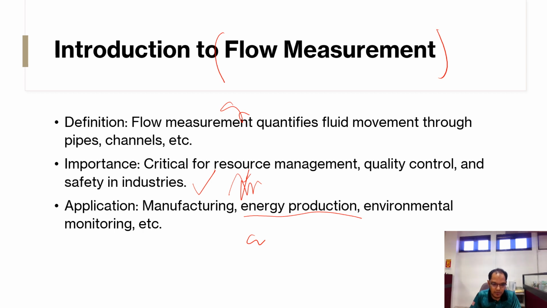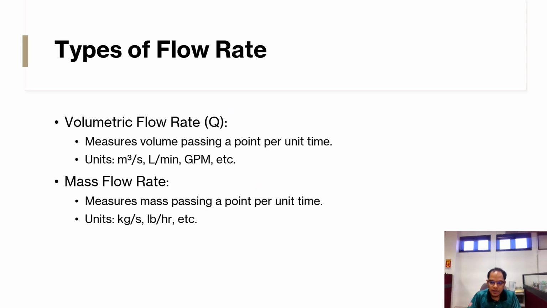So this is the topic, and this is the type of flow rate. As you know, flow rate is quantified by the volumetric flow rate, which is Q, where it measures volume passing a point per unit time, where the unit is meter cubed per second, or liter per minute, or liter per second, GPM, and so on.